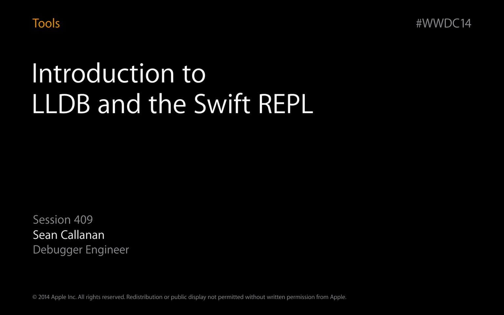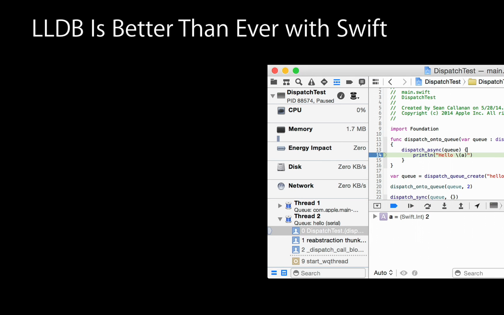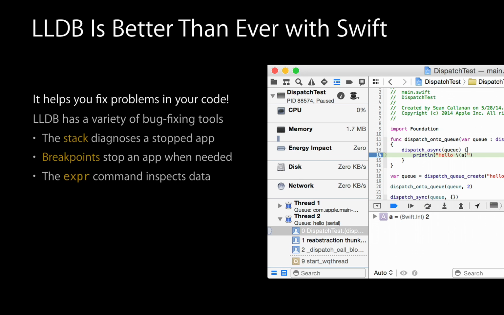So, I'm going to tell you about using lldb and the Swift repl. Now, as you're writing a Swift app, you're probably going to write 1 or 2 lines of buggy code. And that's where lldb fits in. The good news is lldb is better than it's ever been with Swift. And I'm going to tell you about some of the basic features that lldb has to help you find bugs in your program. lldb at its core is a tool to help you fix problems in your code. It's got a great set of basic features for tracking down where your bugs are.